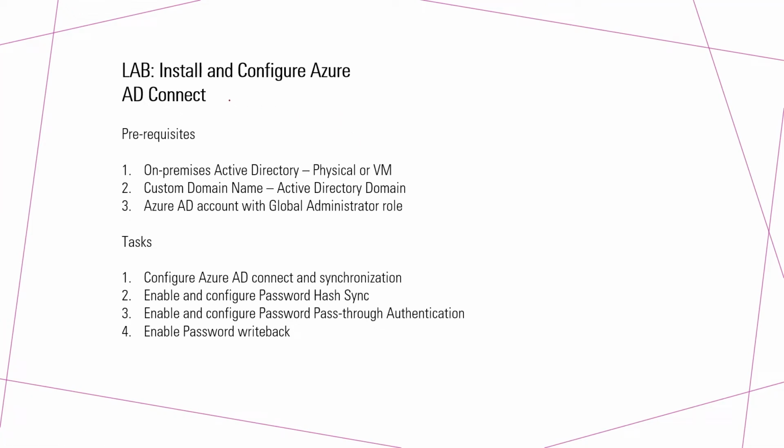Alright, now it's time for us to install and configure Azure AD Connect. Before we start, there are some prerequisites needed in order for us to deploy and configure Azure AD Connect. First and foremost, we need an on-premise Active Directory. It could be a physical server that you have in your lab environment or a VM. We will be using a virtual machine on this demo.